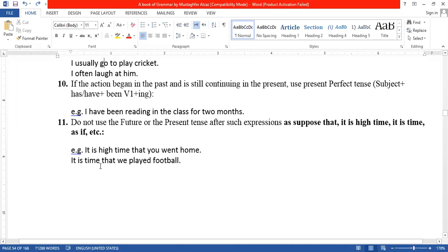But if we change it to, it is time that we play football, an ordinary student will think that because with the principal clause we have present tense, we shouldn't use past tense here, so we also use present tense here. No, because of these expressions, as suppose that, it is high time, it is so. These indicators help you people understand the correct sentence among four choices.